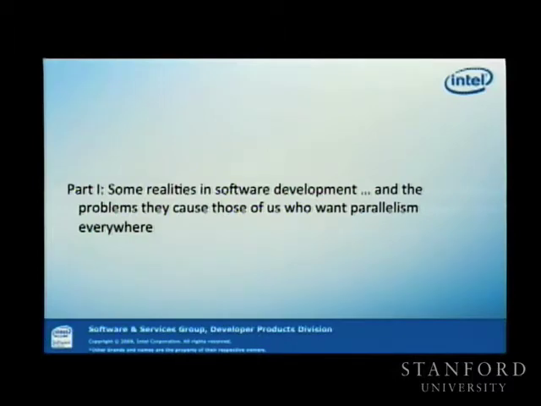So I'll talk about some of these realities, and I'll dance between a couple of them, and I'll make reference to CT throughout, but I won't actually tell you what CT is until part two, so bear with me. So, some realities in software development and the problems they cause us when we're trying to get people to use parallelism everywhere.